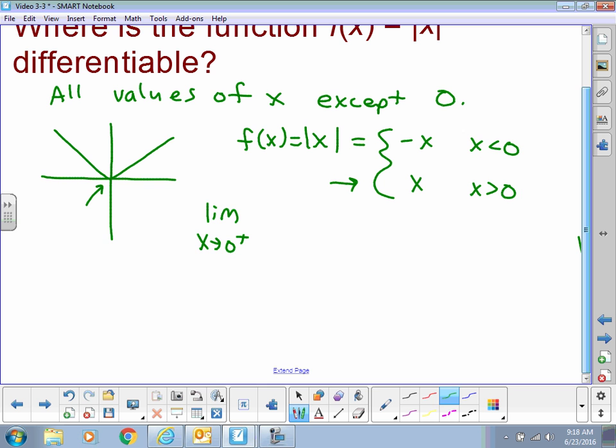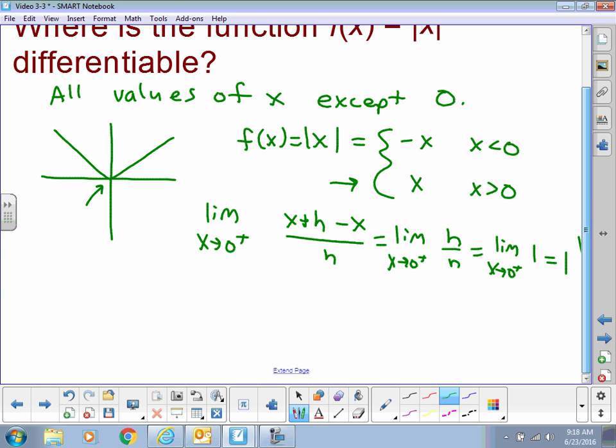So we'll put in our x plus h minus x over h. Well, that just becomes the limit as h approaches 0 from the right of h over h, which is the limit as h approaches 0 from the right of 1, which is just a constant, so that would be 1.